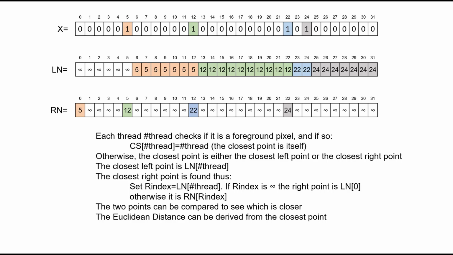If that is infinity, then the closest right neighbour is given by the first position in the Rn array. For all other values, the closest right pixel is found by looking up the Rn array at the position given by the Ln array. These 2 points can be compared to see which is the closer, and the Euclidean distance can be derived from the closest point.